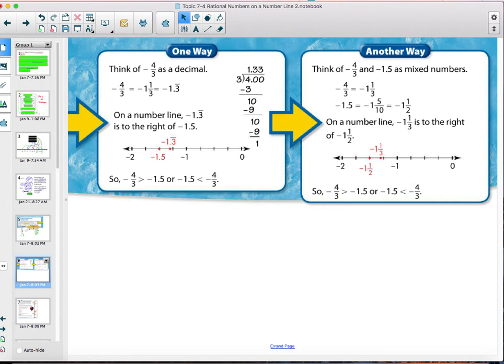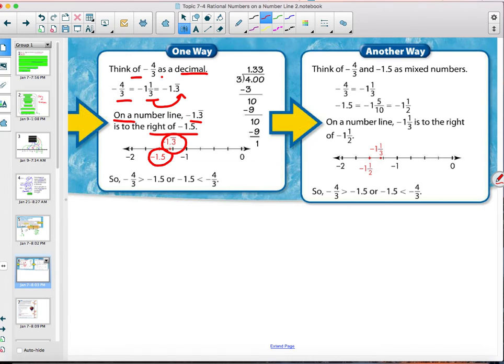Alright? So the book then goes on and it says exactly that. Think of -4/3 as a decimal. So in this situation, they have the -4/3. They converted it to 1 and 1/3, and then they took that 1 and 1/3 and made it a decimal. Okay? On a number line, -1 and 3/10 is to the right of -1.5. So therefore, this one is greater than this one.